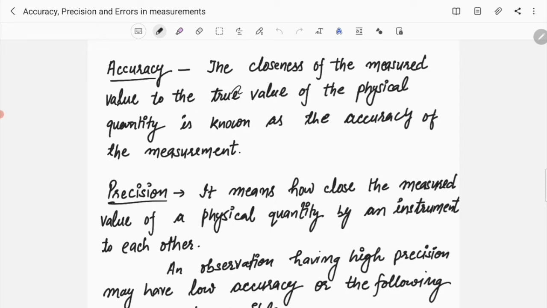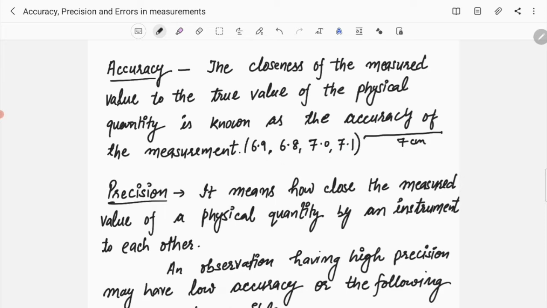So this is the true value. True value means the exact value of any measurement. Like we are going to measure the length of a line, and its exact length is 7 centimeter. But when we are measuring it with a scale, when someone is measuring it, 6.9, another one is measuring it 6.8, someone 7.0 and another one 7.1, like this.